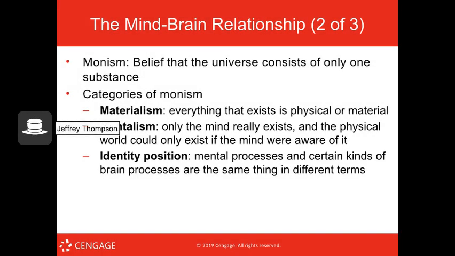So then we have monism, which is a belief that the universe consists of only one substance, and there are some categories that are important to mention. One, materialism: everything that exists is either physical or material. Mentalism: the physical world could only exist if the mind were aware of it, so it's our mind that is helping to create reality. And identity position: mental processes and certain kinds of brain processes are the same thing in different terms, right?